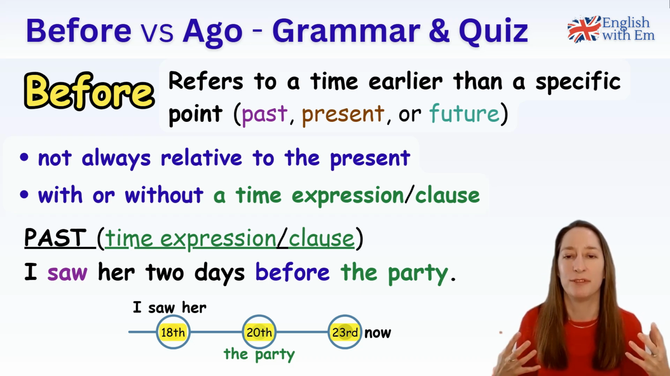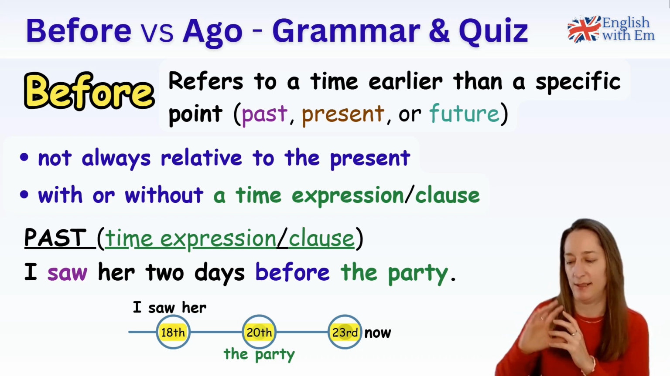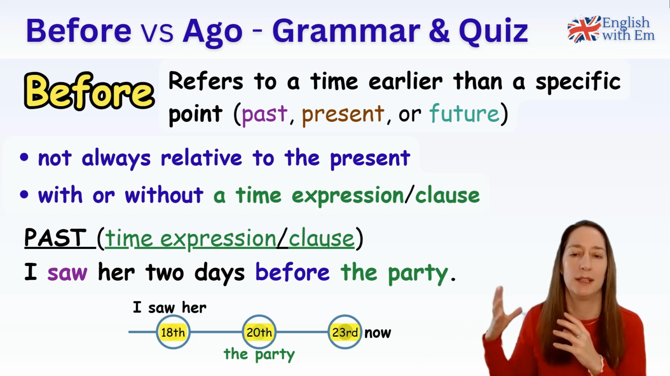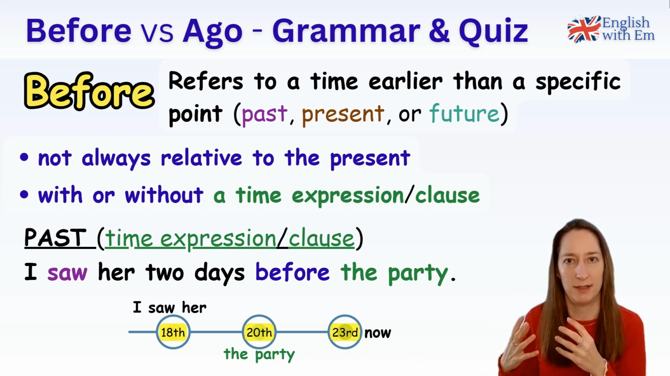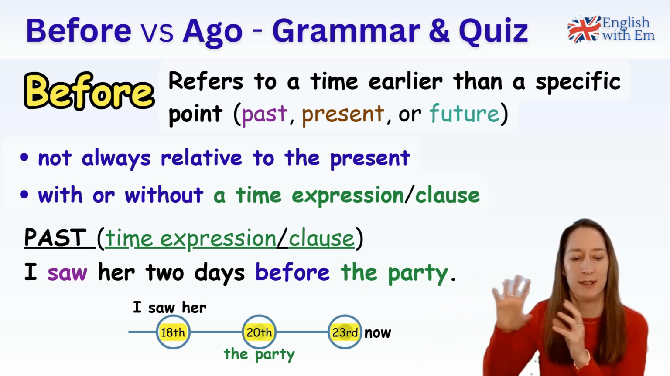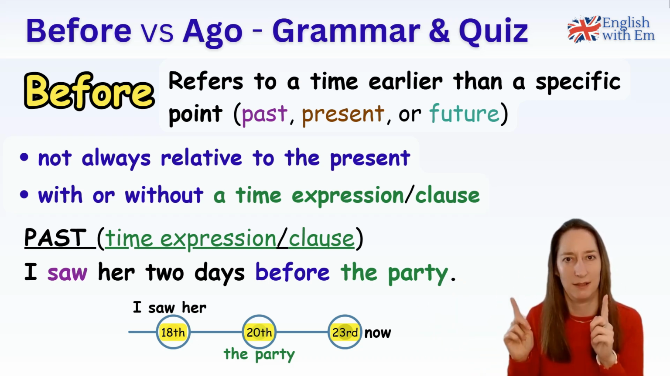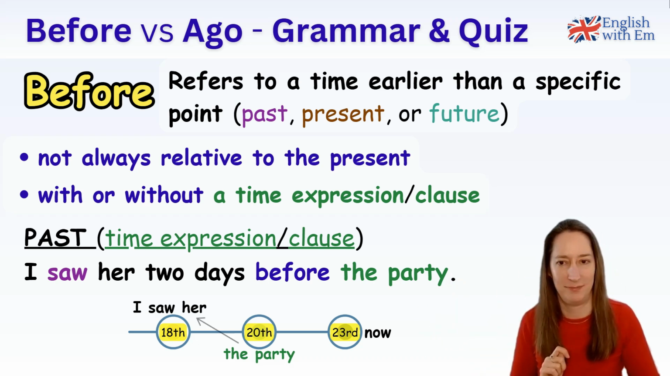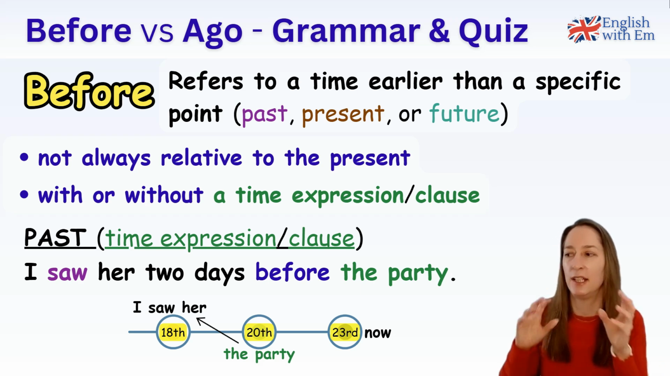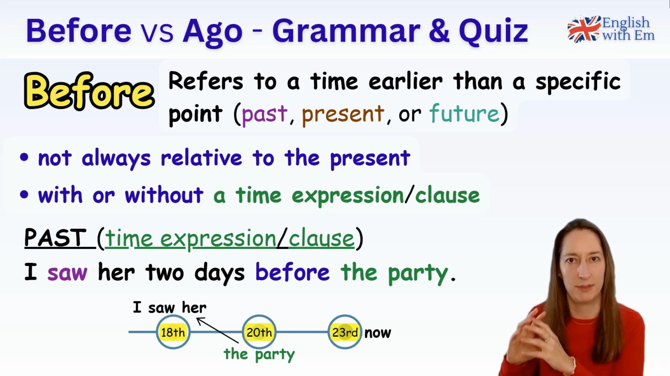Okay, so we're using before to say that something happened at an earlier time than a specified point in the past. So I saw her at an earlier time than our specified point, the party. Okay, so there's a connection there. We're counting backwards from a specified past point.